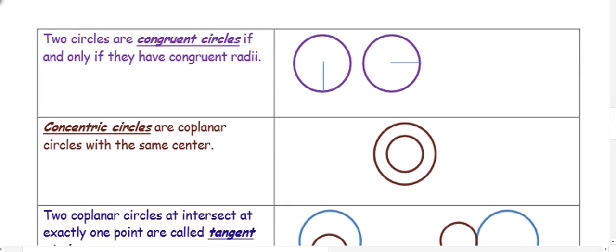Couple more vocab things. Two circles are congruent if and only if they have congruent radii. So if their radius is the same length, so 5 and 5, these circles have to be congruent. Concentric circles are coplanar with the same center. So they're going to be different sizes, but they all have the same center in common. So think about a bullseye on a target. We have our center and then all the circles get bigger as they move out, but they all start at that same center point.